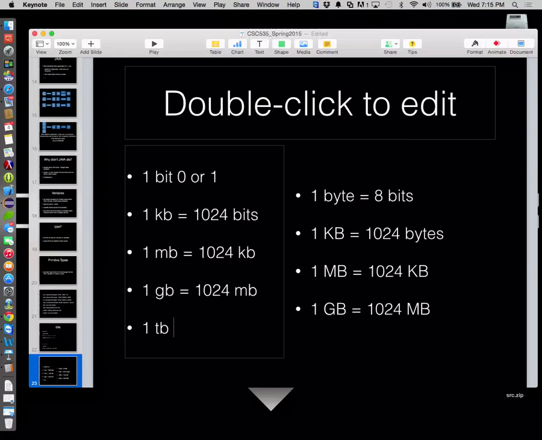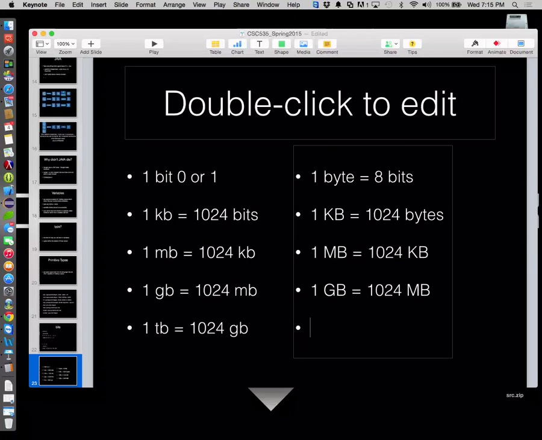1 terabit is equal to 1,024 gigabits. 1 terabyte is equal to 1,024 gigabytes. And we can go, that's far enough for the numbers we use today. And we start getting into exabytes and stuff like that. So trust me, it keeps going, but are we starting to see a pretty solid pattern here? The next guy on the list is going to be 1,024 of these guys. Okay? 1,024, by the way, is a power of 2.